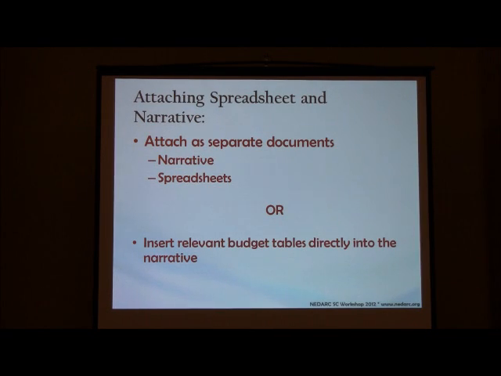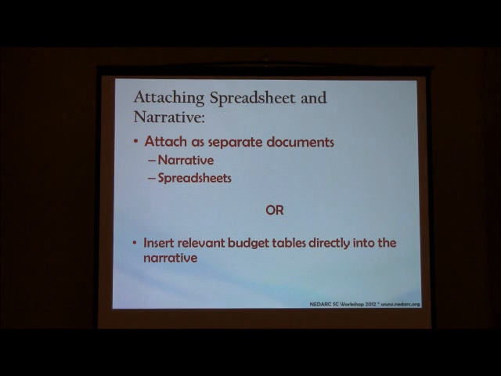So anyway, getting back to this idea of having a budget spreadsheet and a narrative, you can really do this a couple of different ways. You can attach these as separate documents. You can write your narrative in a Word document, turn it into a PDF, and then attach it. Because under your budget narrative, there's room for more than one attachment. So you can attach the narrative, and then you can also develop your spreadsheets, and then turn those into PDFs, and then attach those as well.